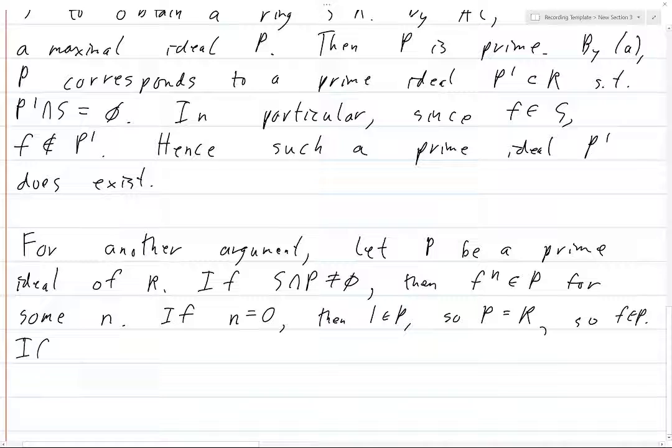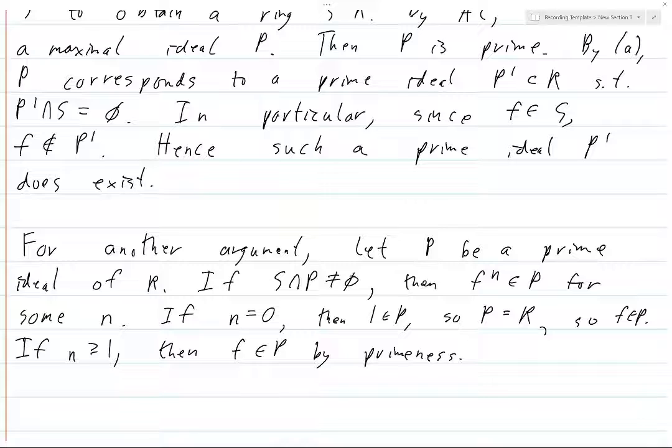Okay. If n is greater than or equal to 1, then f is in P by primeness. That's because if n is greater than or equal to 1, then f to the n is just f multiplied by itself some number of times. And from here, use the primeness condition: if you have a product in your prime ideal, then one of the factors must belong to the prime ideal. But in this case, all of the factors are the same thing. Every single factor is f, and so f must be in P.